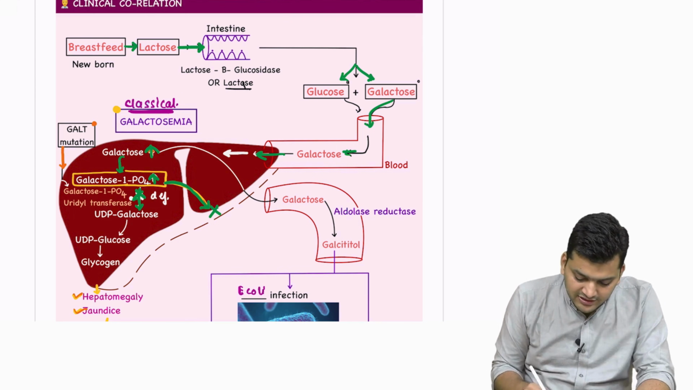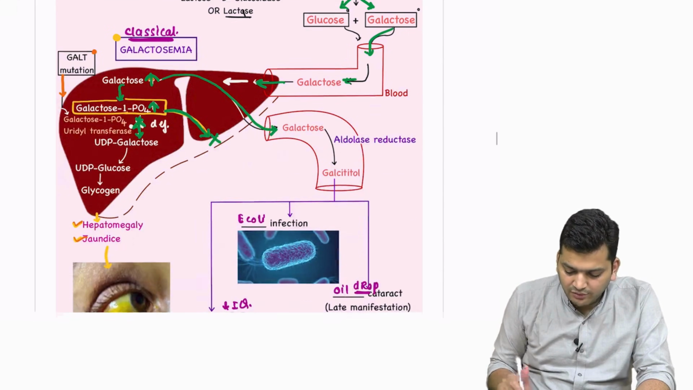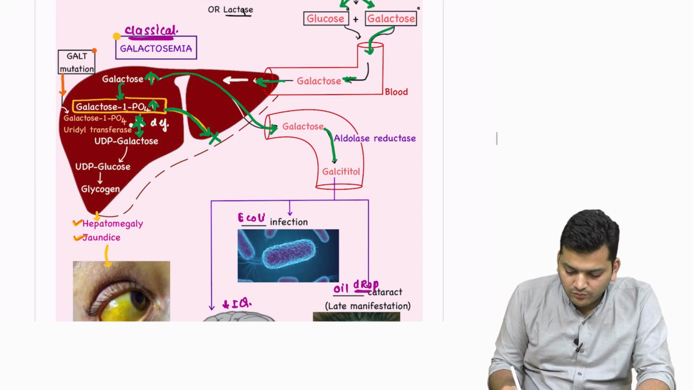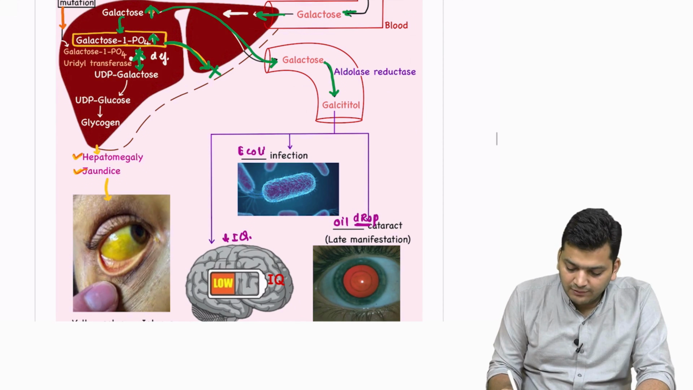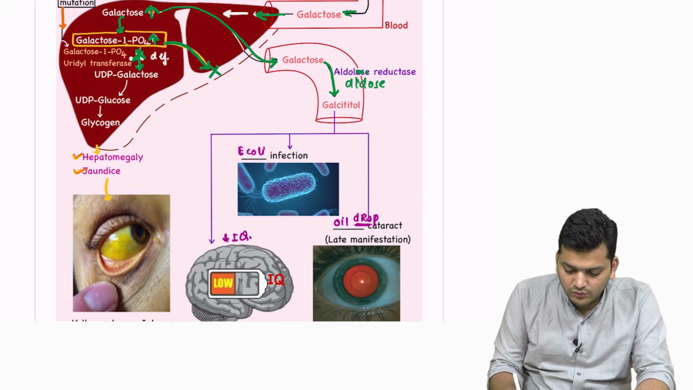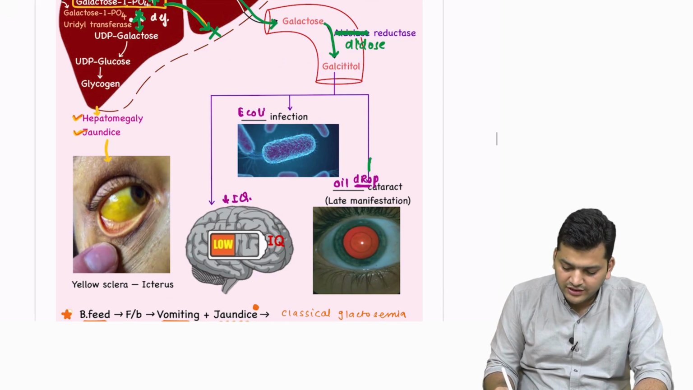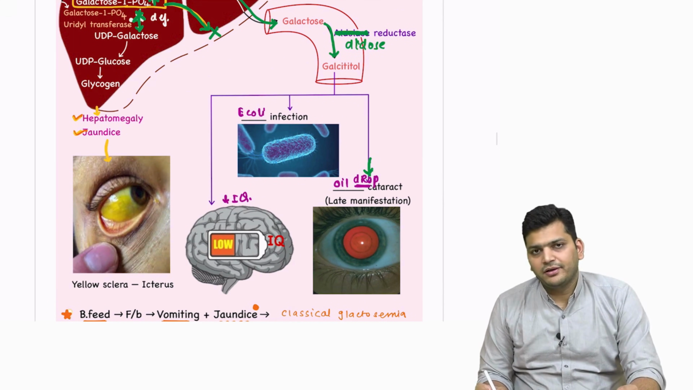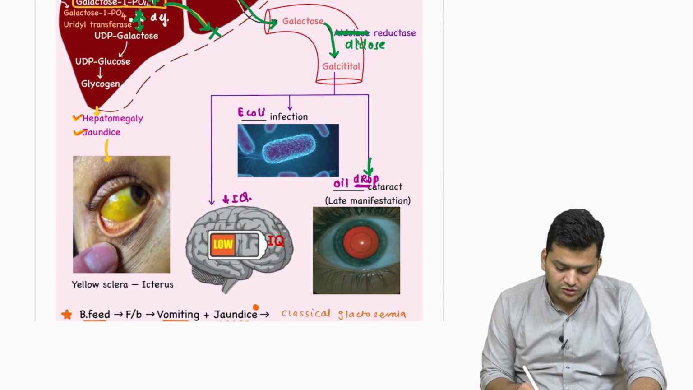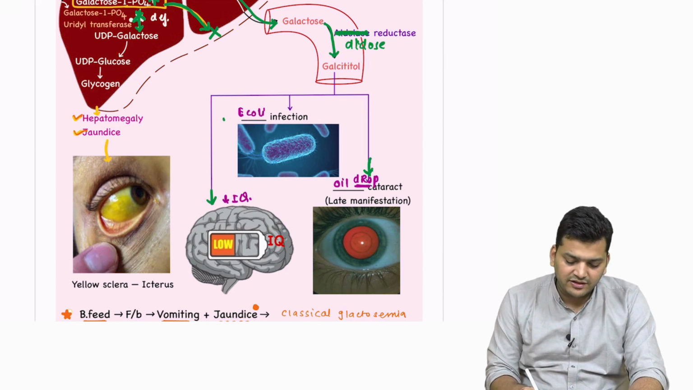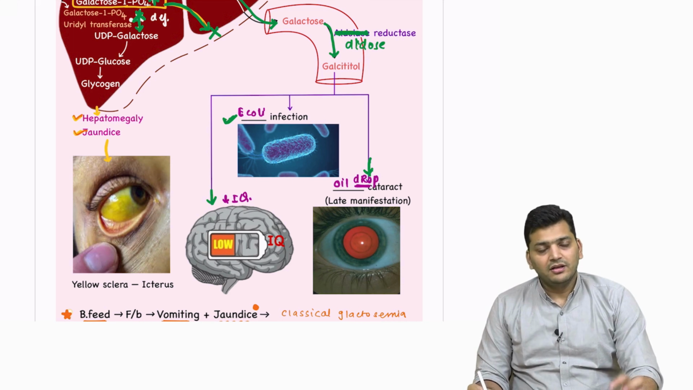Plus, this increased amount of galactose can come into the blood, and because of that, the galactose can convert into galactitol with the help of the enzyme aldose reductase. This galactitol can deposit in the eye, and the child will develop oil drop cataract. It can damage the neurons also, so this child will have a decrease in IQ, and there is an increased risk of E. coli infections. This entire disease is called classical galactosemia.